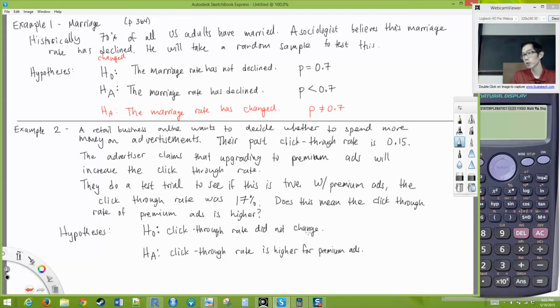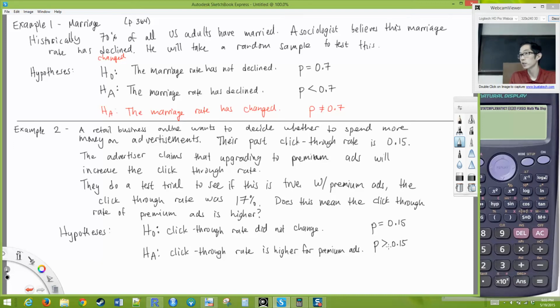Okay, so how do we express that the click-through rate did not change in terms of P? P equals what? 0.15 or 0.17? No, it's 0.15. Okay, because we are looking at our historical data. P equals 0.15. And what should the alternative be? It's more than. P is greater than, what number do I put here? 0.15. Okay? So remember, the alternative is identical to the null, except the only thing that changes is the equal sign is now something else. Great, and in this case, greater than.